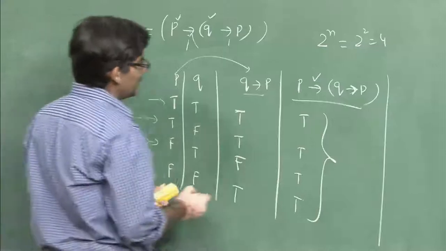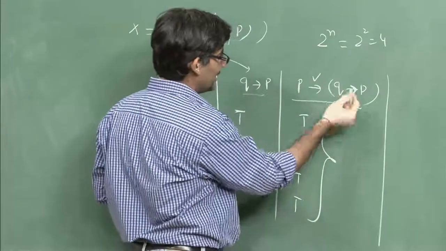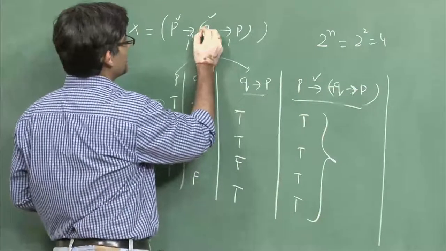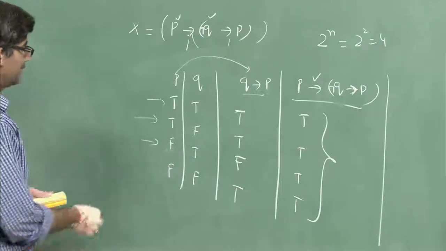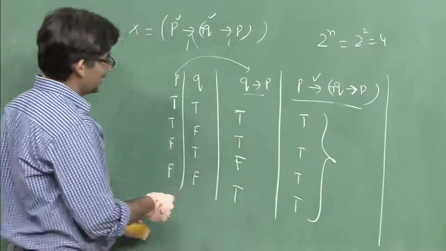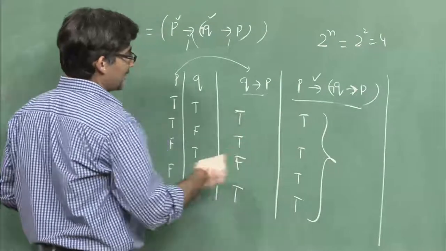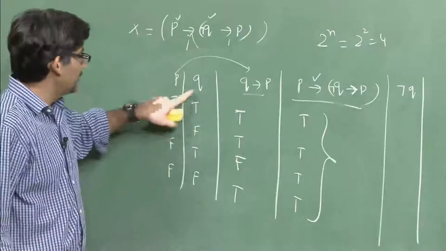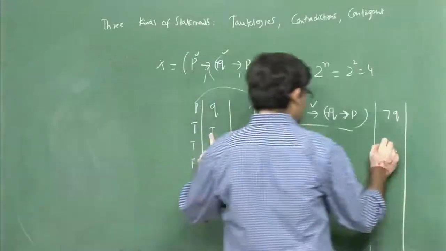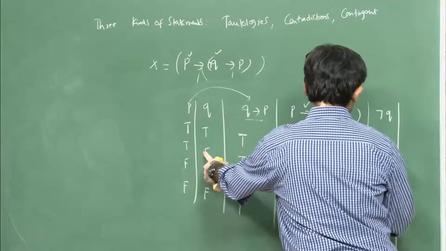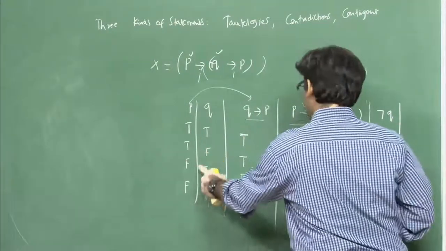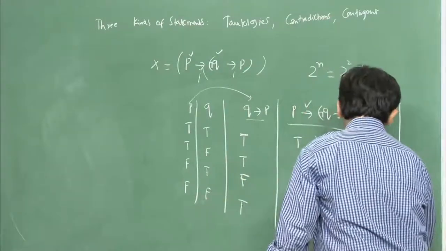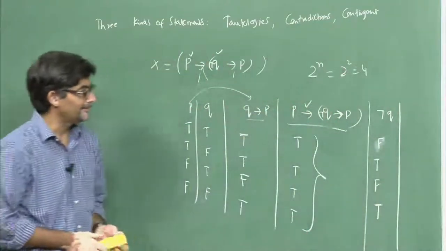So what happens if you change it into some other thing, let us say p implies not q implies p. Now what you need to do here is draw some extra column, that is not q. So now observe this q. Whenever it is t it becomes f, and whenever it is f it becomes t. That is the semantics of negation.